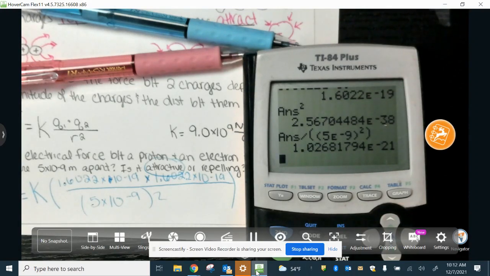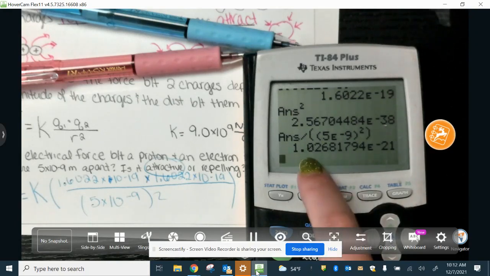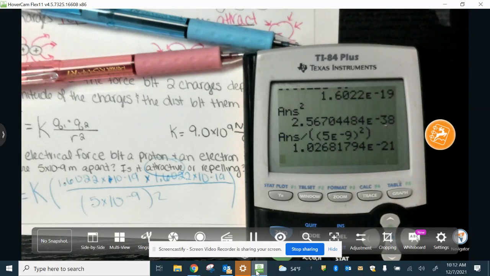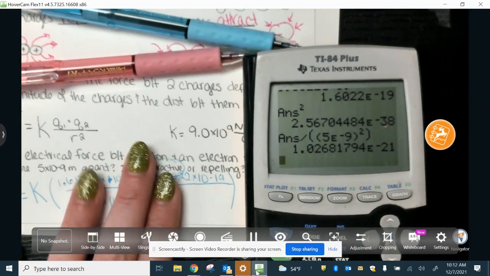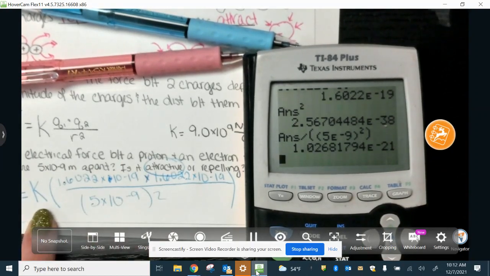I got .102, so I got 102 times 10 to the 21st. All right, that is not my answer. That is what my parentheses equals. So now I need to multiply it by my K, 9.0 times 10 to the 9th.